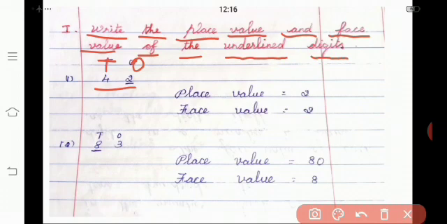Here the underlined digit is 2. So the place value of 2 is 2. We can say 2 ones or 2, both are the same, you know. So place value of 2 is 2 only. The face value of 2 is as well. See what we learnt about face value. The face value of a digit in a number is the same as the digit itself. So the face value of 2 is 2 only.